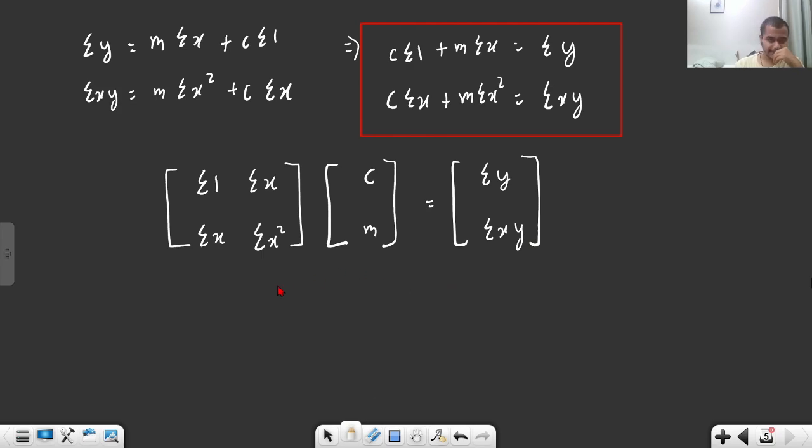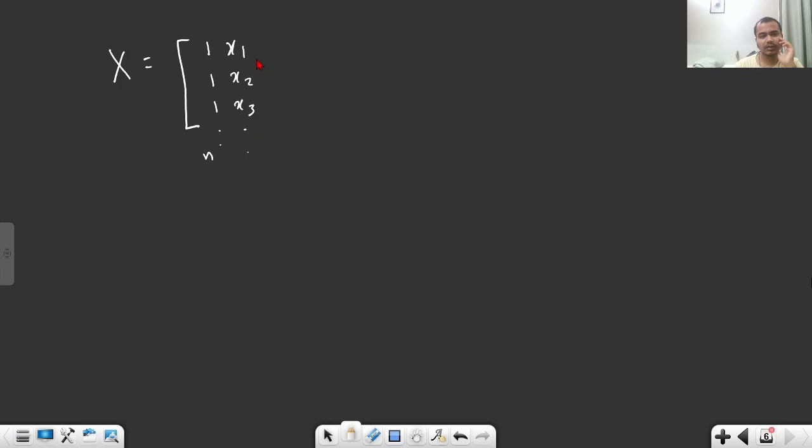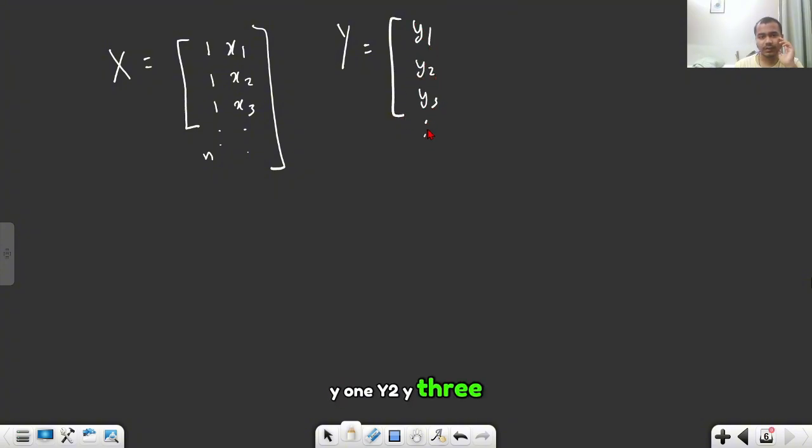Well, wait. Now let's take a capital X which will represent a matrix of data points x values, but we will pad it with 1 in the first. 1, 1, 1, and how many endpoints are there? Those many. Then this will be x1, x2, x3. This is our capital X and capital Y, y1, y2, y3. This is our x and y.